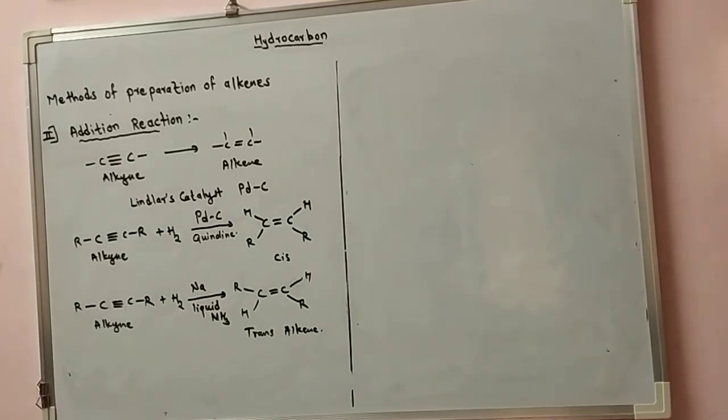So these are the general reactions to get the cis alkene and trans alkene using addition reaction with the starting compound alkyne. On partial reduction using Lindlar's catalyst, palladium charcoal in the presence of quinoline, it gets converted to the cis alkene, and the alkyne on hydrogenation, addition of hydrogen to the triple bond in the presence of sodium in liquid ammonia, gets converted to the trans alkene.